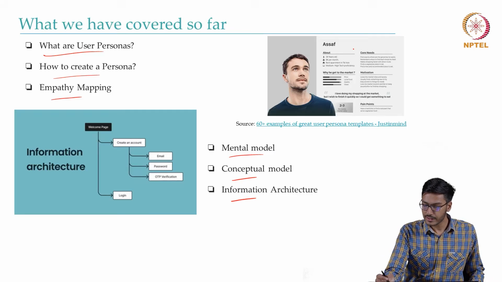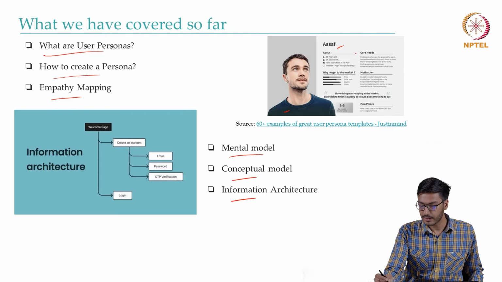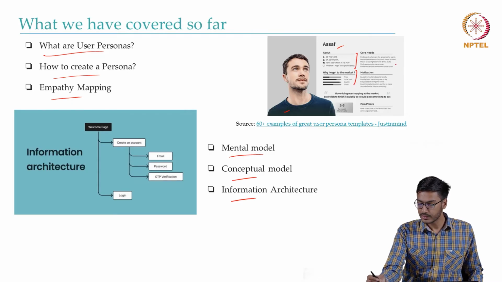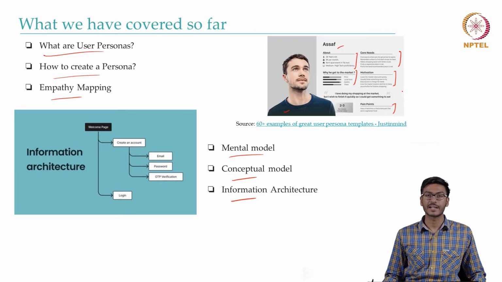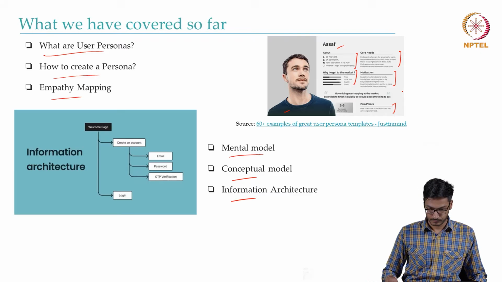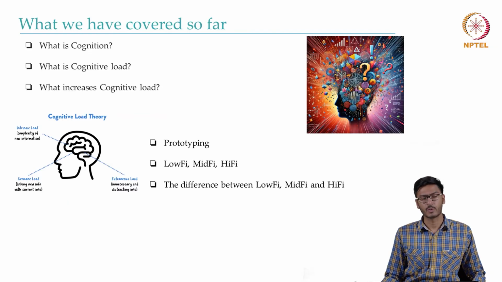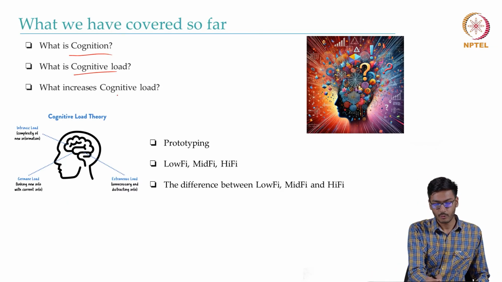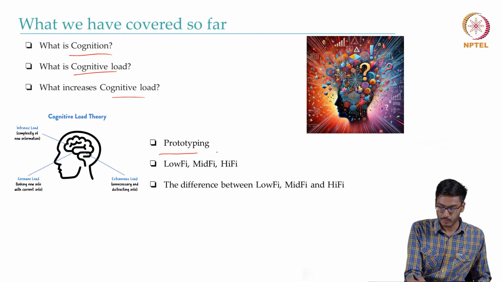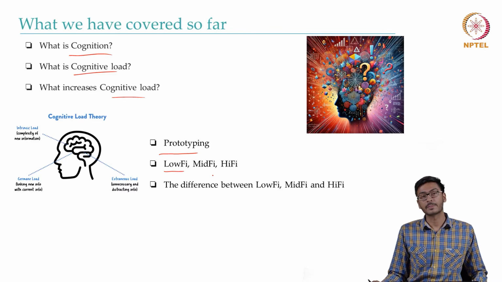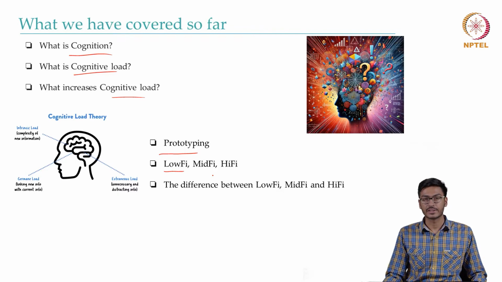For the user persona, right here we have the user's picture, their name, demographic information, what they do, their core needs, pain points, as well as the motivation. It also includes a small quote that tells us about the personality of the user. Then we looked at what is cognition, cognitive load, what increases cognitive load, what decreases cognitive load. Then we move forward to prototyping, low fidelity prototypes, medium fidelity prototypes, and high fidelity prototypes. And then finally, we discussed the differences between low-fi, mid-fi, and hi-fi.